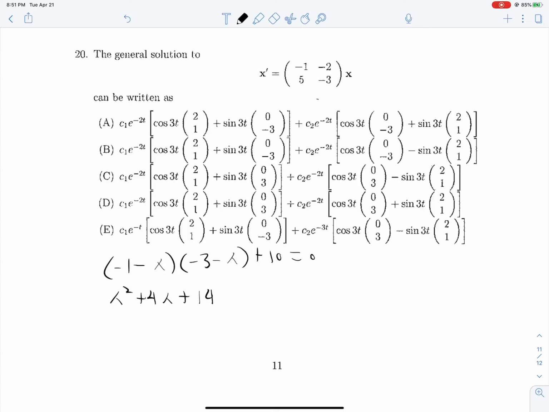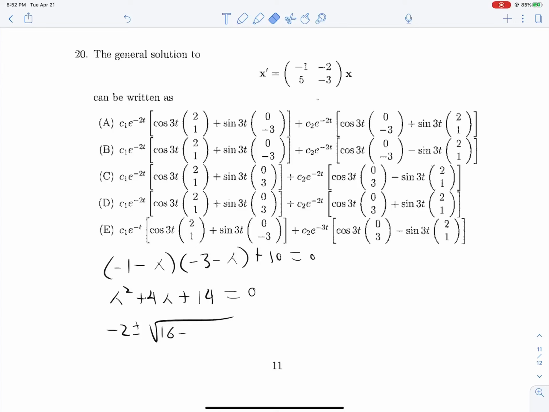Just making sure. I think so. 14 is equal to 0. Negative b over 2 is negative 2 plus or minus the square root of b squared, 16 minus 4 times 14. 14 times 4. Oh, that's what I did. Okay, I remember.